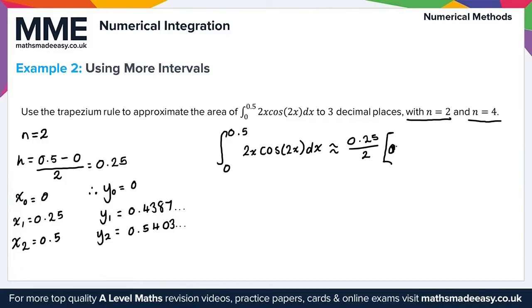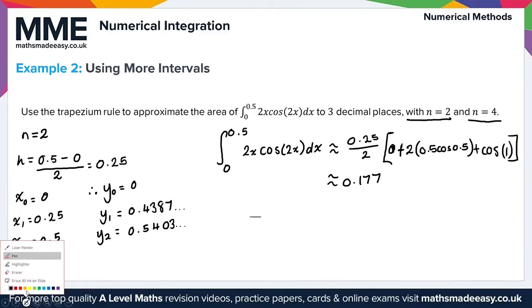So that's our first value, plus 2 lots of the middle term, which will be 0.5, so plus 2 lots of 0.5 cos 0.5, and finally, for this 0.5403, that corresponds to plus cos of 1. If we evaluate this, we find it is approximately 0.177. So all we need to do now is repeat this, but for n equals 4.